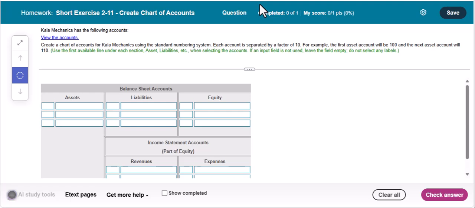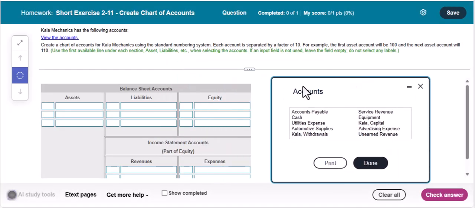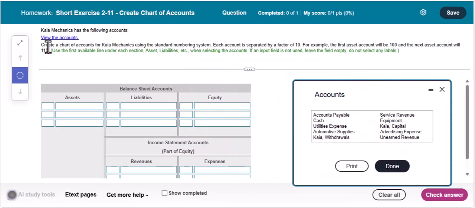Short exercise 2-11, we're going to create a chart of accounts. So Kaya Mechanics has the following accounts. You can view the accounts here, they're in no particular order. So create a chart of accounts for Kaya Mechanics using the standard numbering system. Each account is separated by a factor of 10. So if cash is like 100, then the next account would be 110.